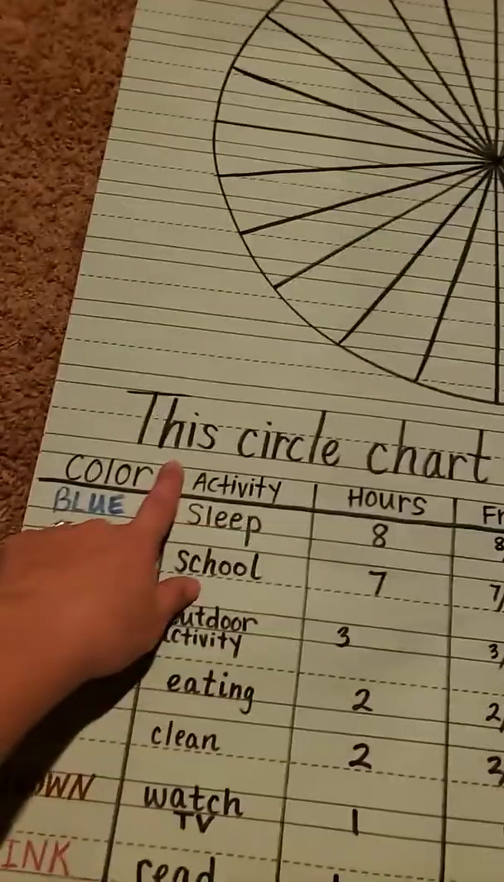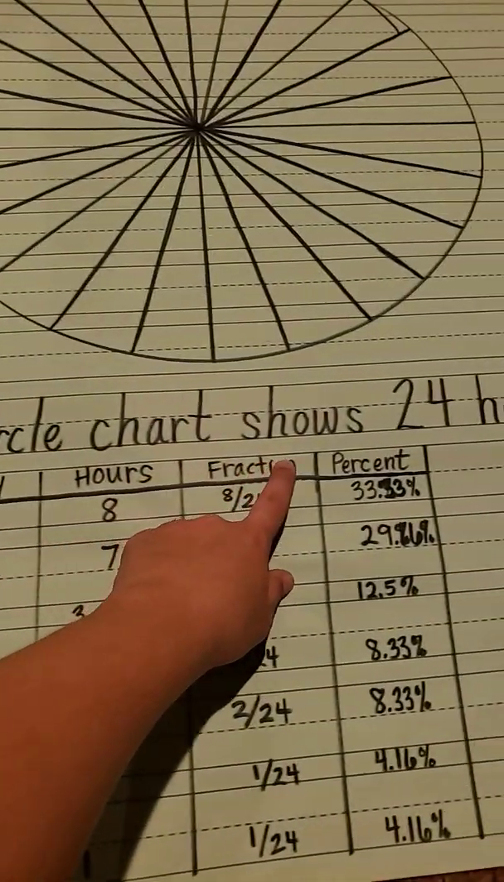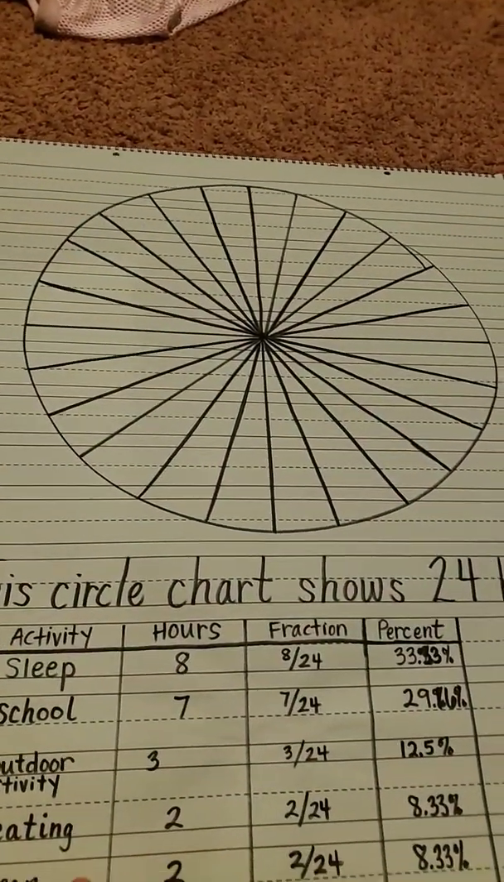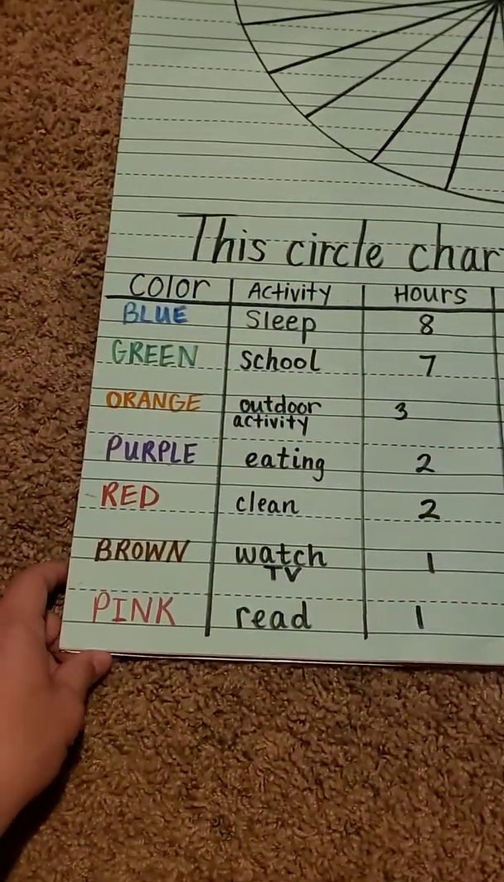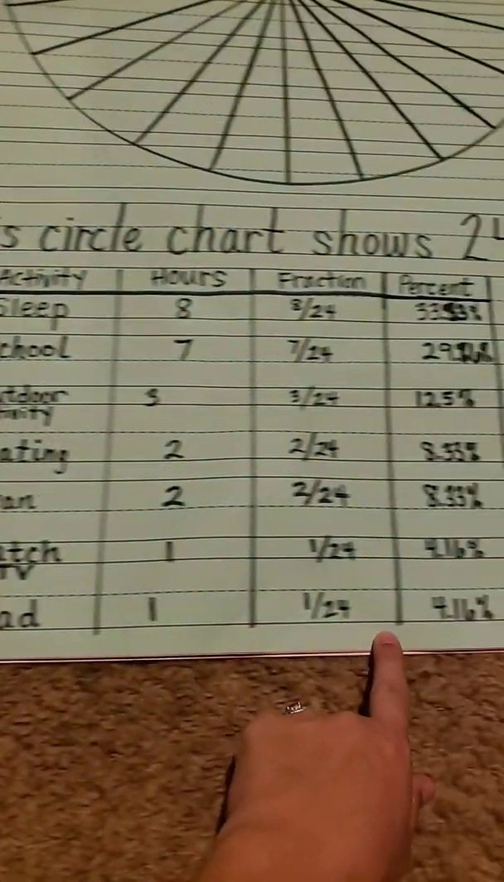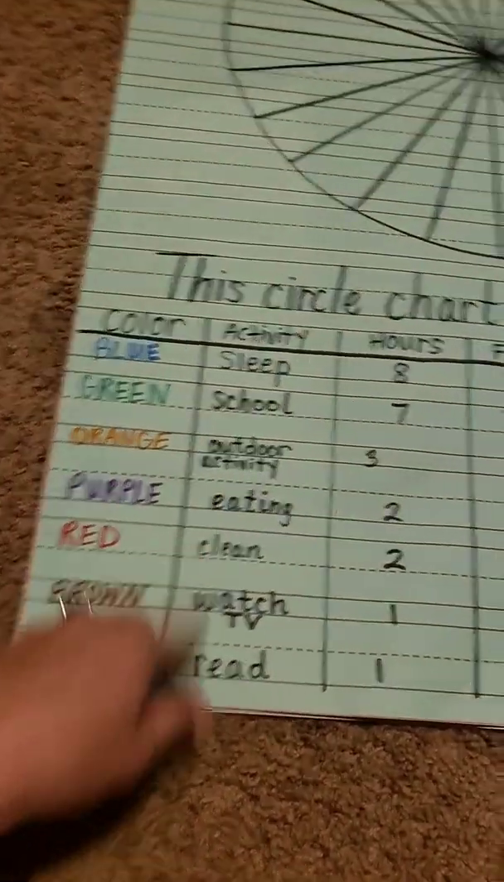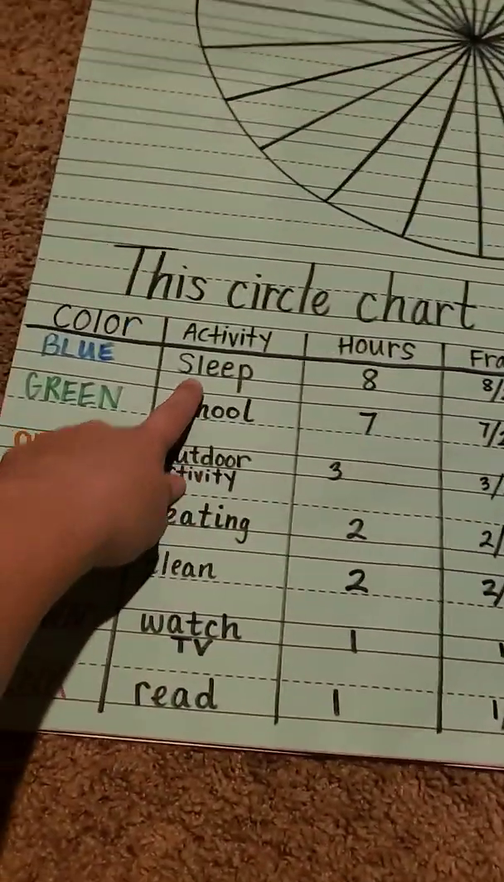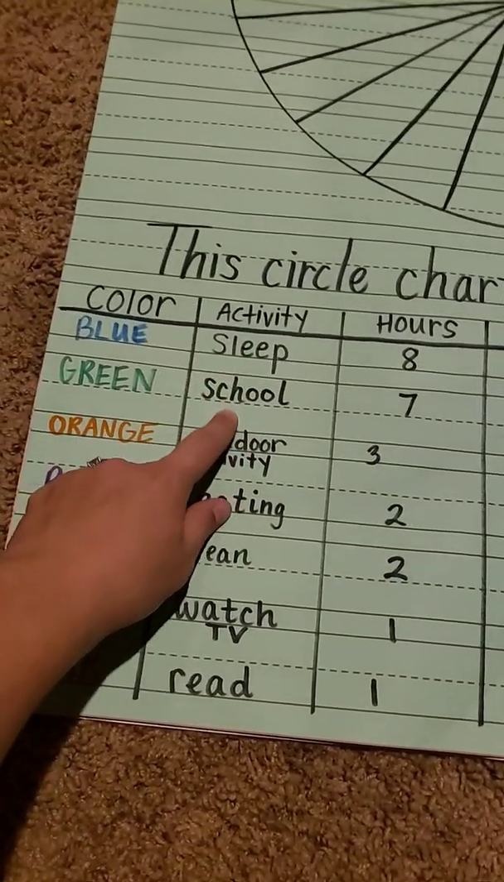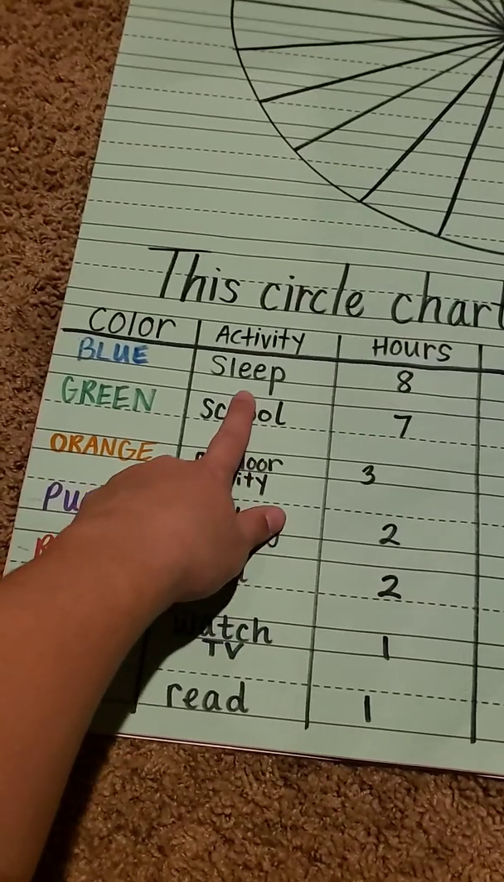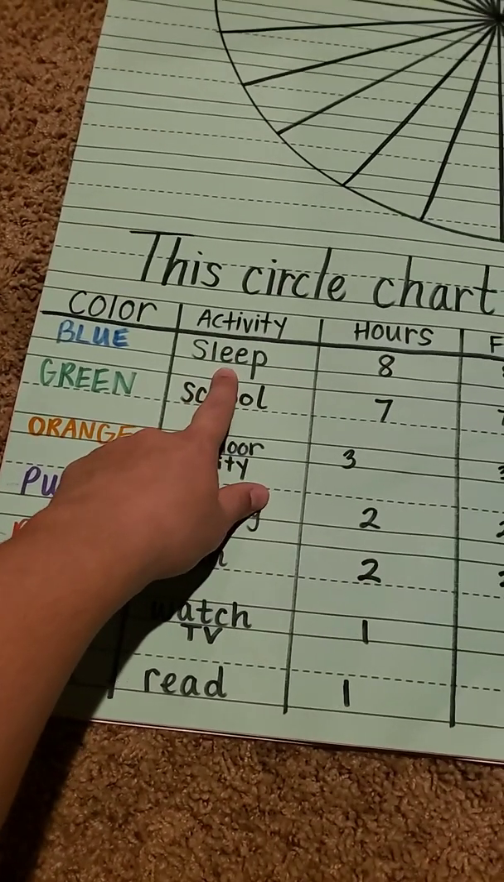Okay, and right here it says this circle chart shows 24 hours. So I have 24 sections, which means that it's going to be 24 hours. So this is my circle graph for the whole 24 hours in one day. So you're going to make up your own. You can come up with your own activities. Like, you don't have to put sleep if you don't want to. I mean, you could do all different kinds of things. I mean, of course, everybody sleeps. So you probably should do sleep.